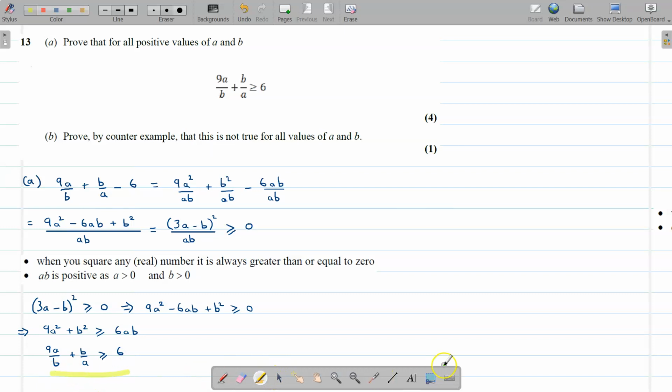Okay, now I'm going to show you a different method which you can do on the knowledge that comes from the Year 2 book, which is about proof by contradiction.